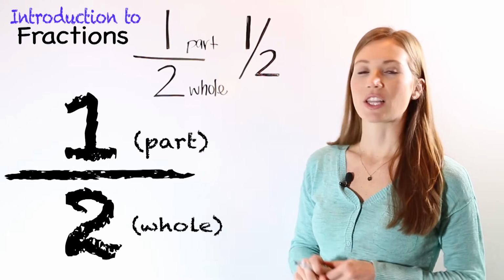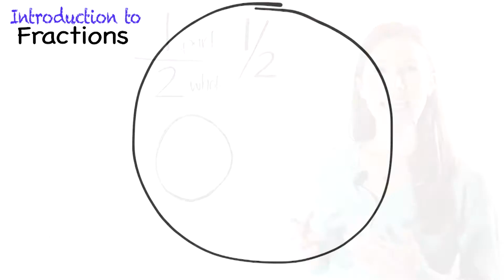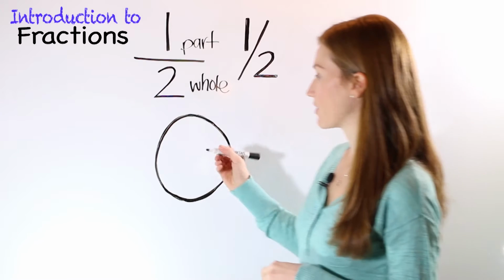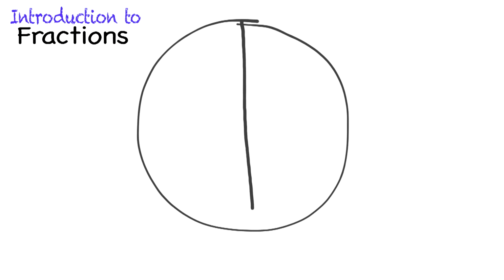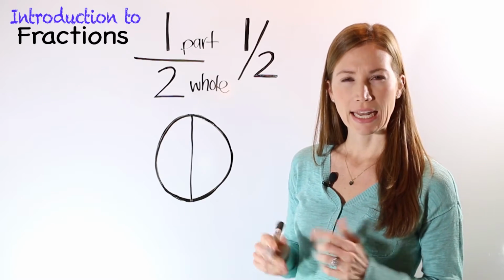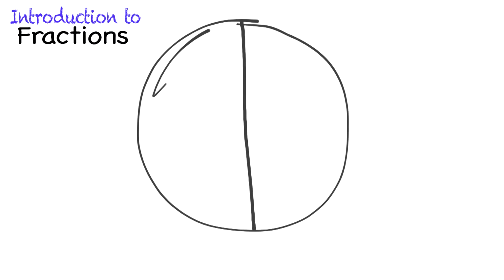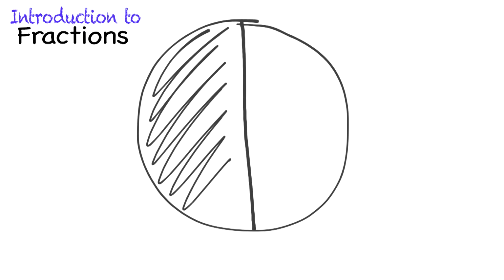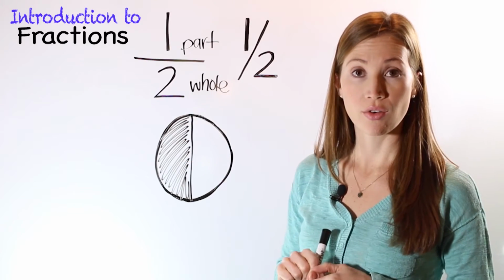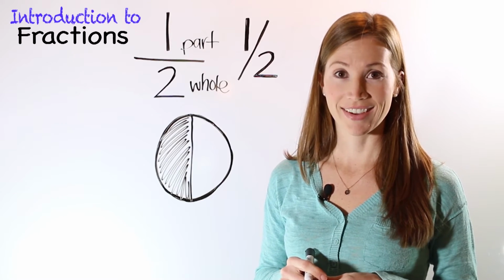Now, what would this look like as a pie chart? This pie chart represents our whole. Now, how many equal pieces are in our whole? 2. So I'm going to divide our pie chart into 2 equal pieces. Now, what was our part again? How much do we have of the 2? 1. So I'm going to shade in one side of our pie chart. Our part is 1 out of 2, the whole. This pie chart shows us visually the fractional amount 1/2. Great job.